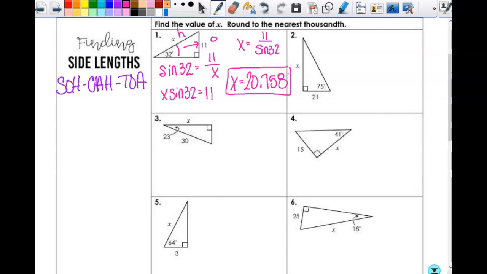And it says to the nearest thousandth, but if it doesn't say, you go to 3 decimal places. We good? Make sure you're actually pushing the buttons and getting the numbers. All right. I love trig too.